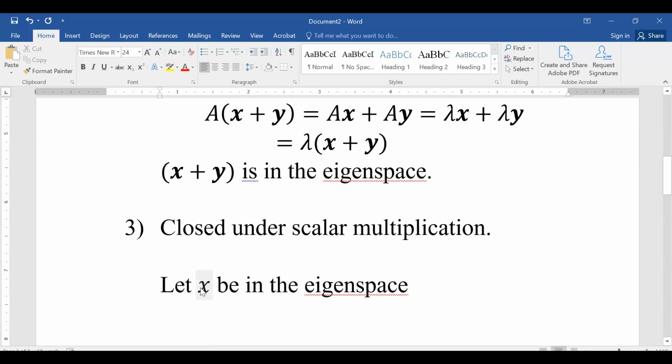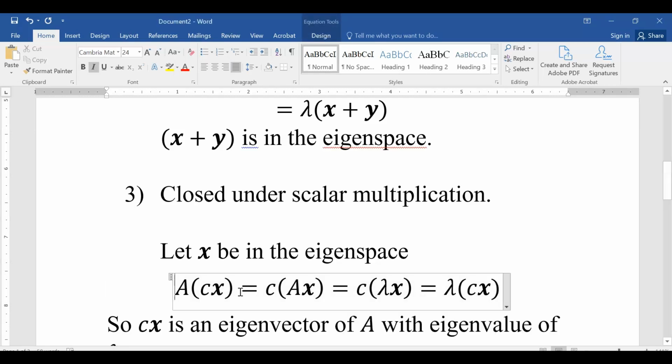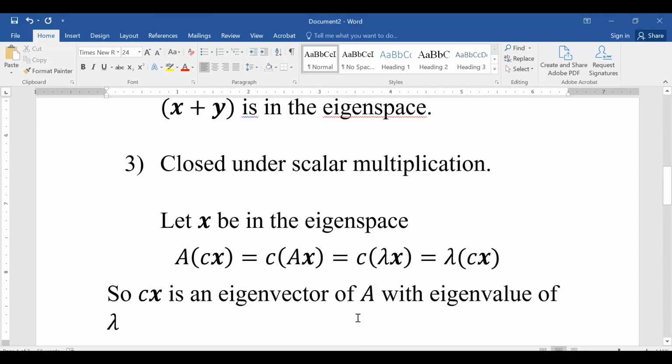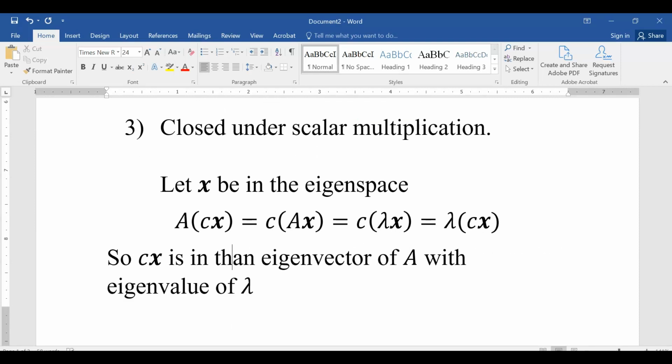So we let x be in the eigenspace. And this is actually what we just did. If you remember, what we showed is that if we have our matrix A multiplied times a scalar multiple of x, then it's the same thing as lambda times a scalar multiple of x. Therefore, any scalar multiple of x is an eigenvector of A with eigenvalue lambda. That's another way to say a scalar multiple of x is in the eigenspace.